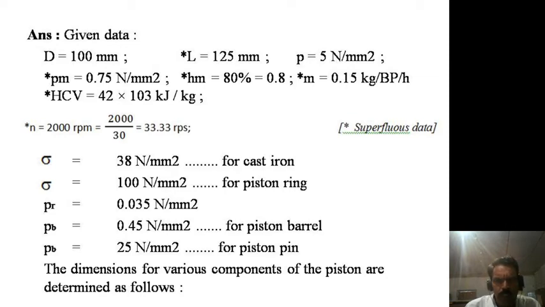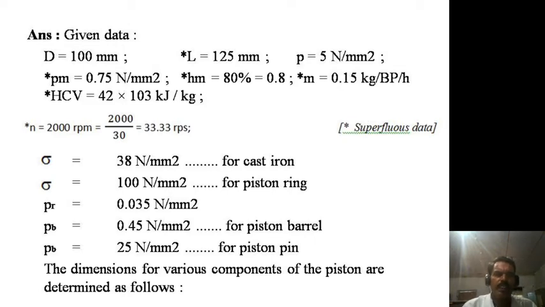Here, the star mark indicates superfluous data, which will not be applicable anywhere. L is not going to be applied, m is not going to be applied, mechanical efficiency is not going to be applied, mean effective pressure and HCV also. These are all the extra data given in the problem.